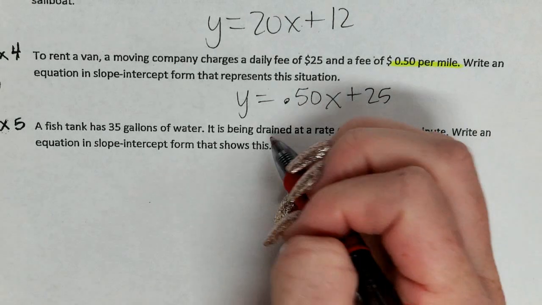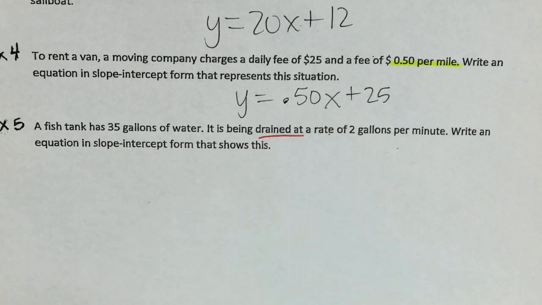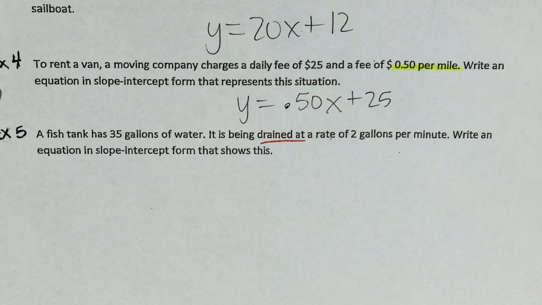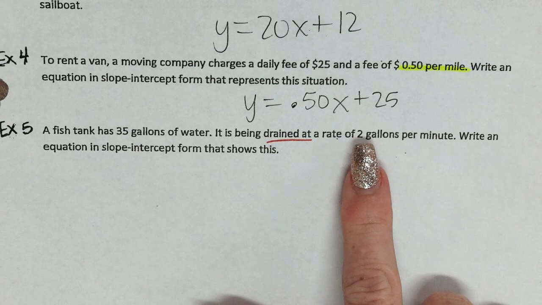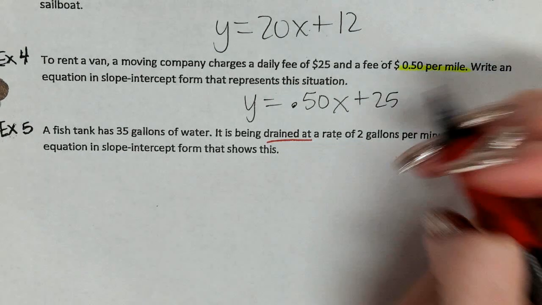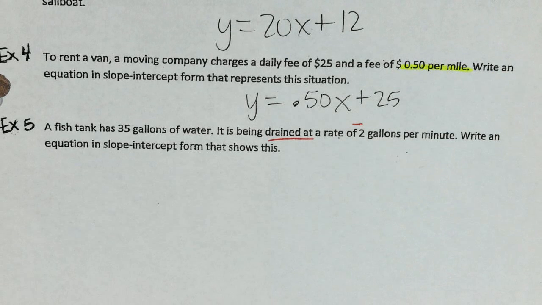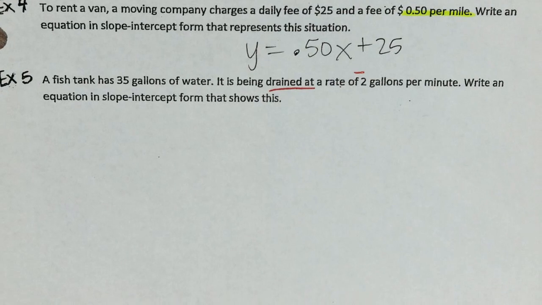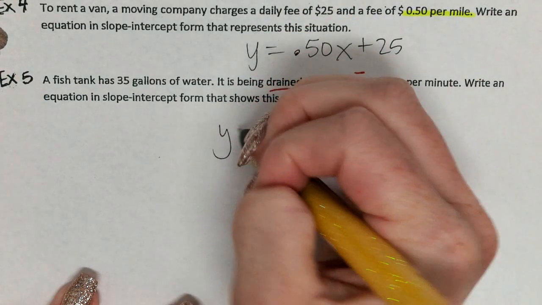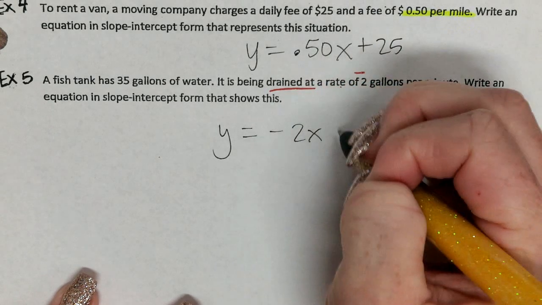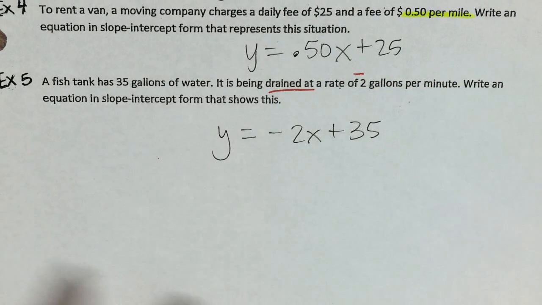Drained. Now what is being drained, the 35 or the 2? The 2. So what are you going to give this? A negative sign. Now, there are different ways you could write this. The first way you could write it is y equals negative 2x plus 35. Why would this be correct? Because the 35 is positive, the 2 is the rate, and it's negative.